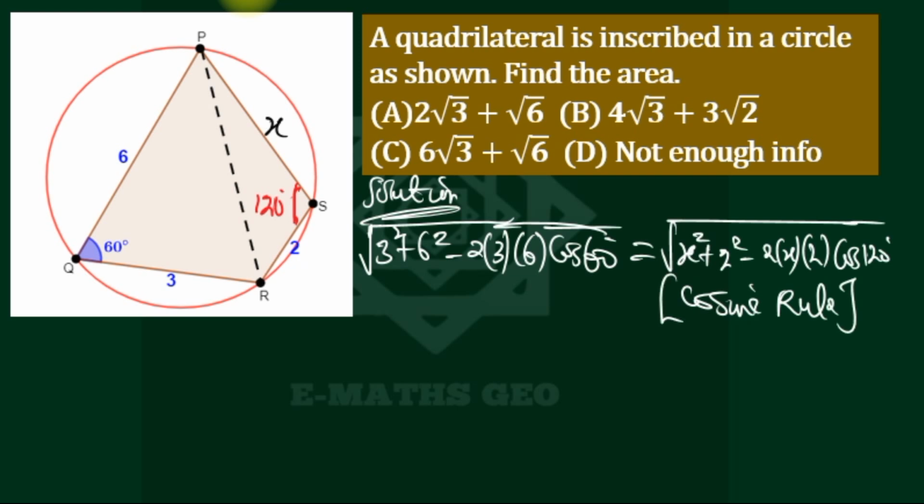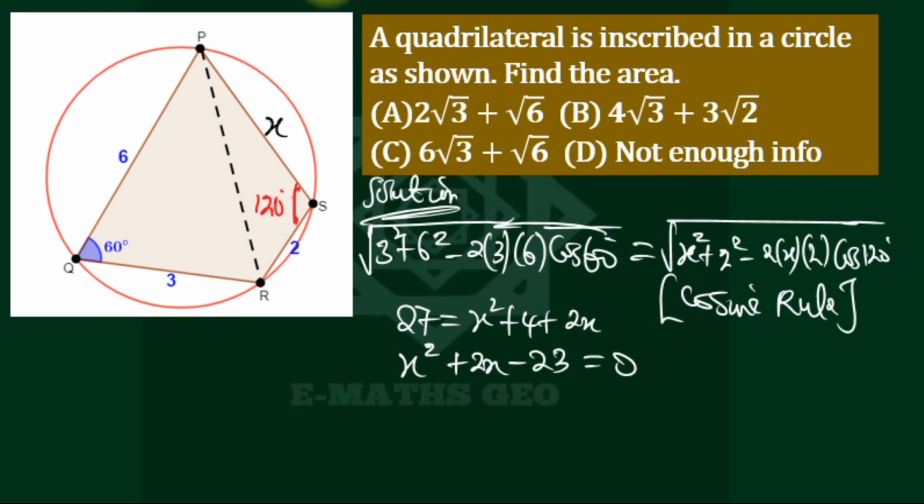So if you want to get this, you use it in terms of the first or the second triangle. So what do you now notice? The square roots are gone. This is 45, this is 18, so 45 minus 18 is 27. So I have 27 equals x squared plus 4, and cos 120 is minus half, so I have plus 2x. So we have a quadratic equation: x squared plus 2x minus 23 equals 0.